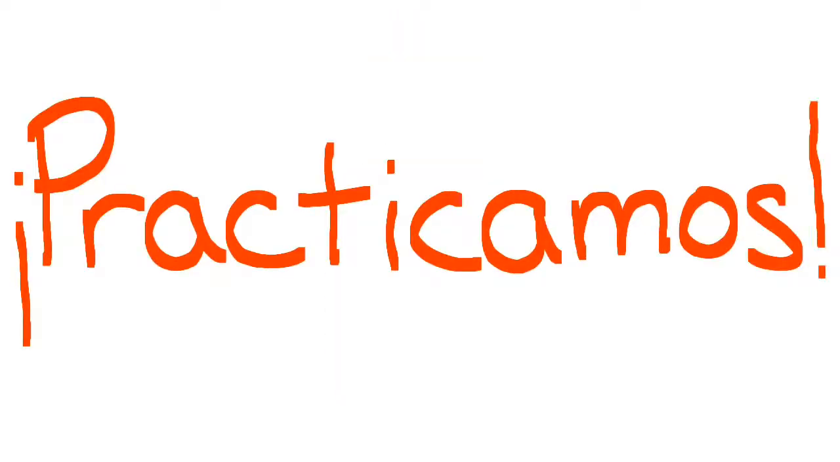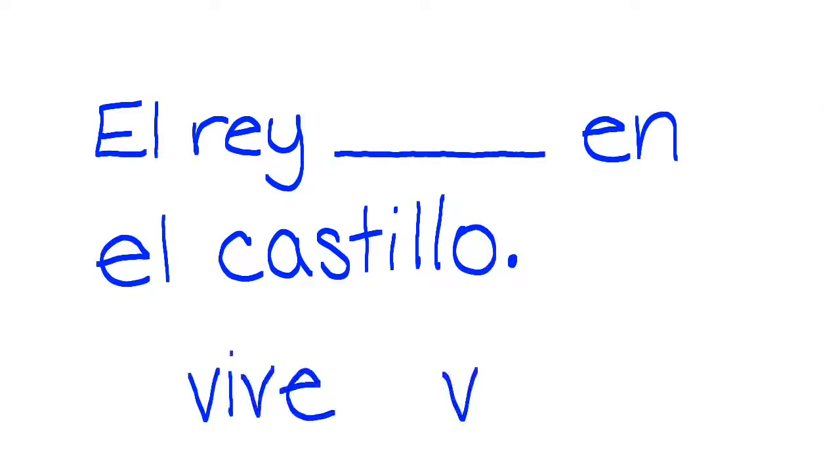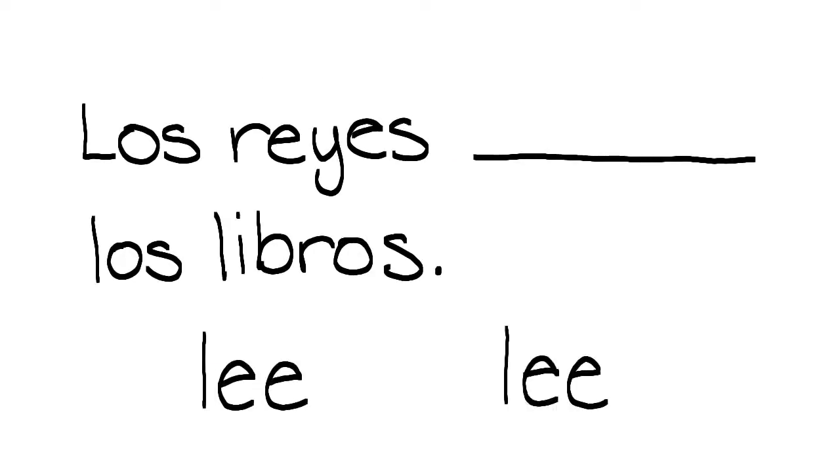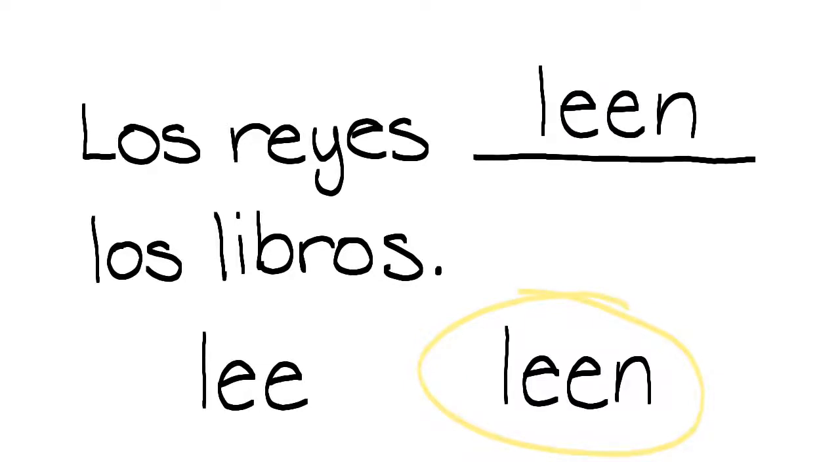Practicamos. Fill in the blanks of the following sentences with the correct form of each verb. El rey vive o viven en el castillo. El rey vive en el castillo. El rey is singular, so we use vive. Los reyes lee o leen los libros. Los reyes leen los libros. Los reyes is plural, so we use leen.